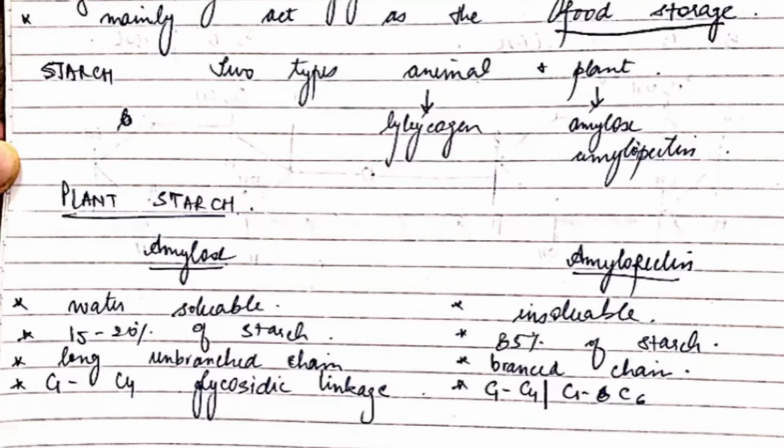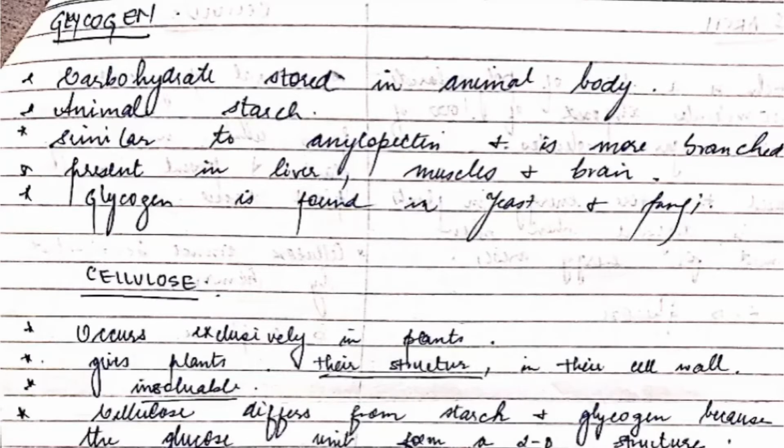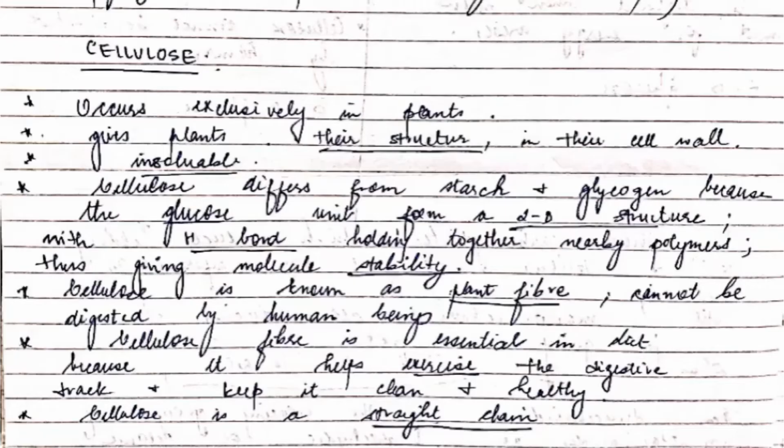Now the next one is glycogen, which is found in animals, also called animal starch. It is similar to amylopectin and is more branched. It is present in liver, muscles and brain. Glycogen is found in yeast and fungi.